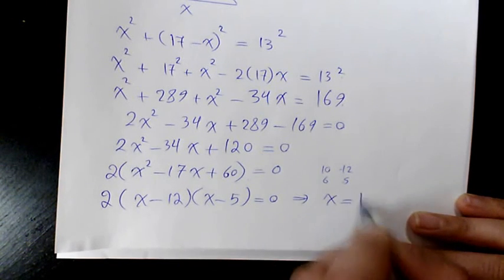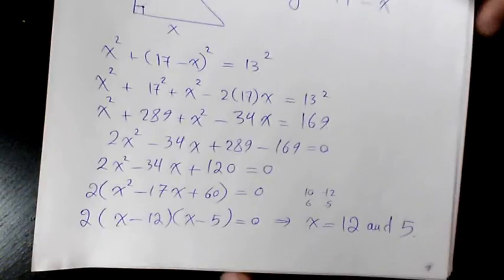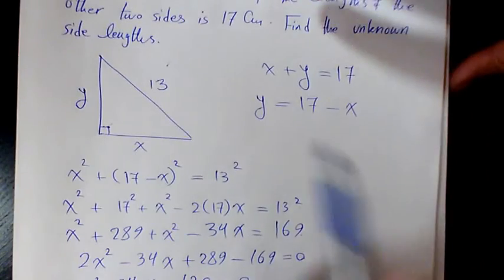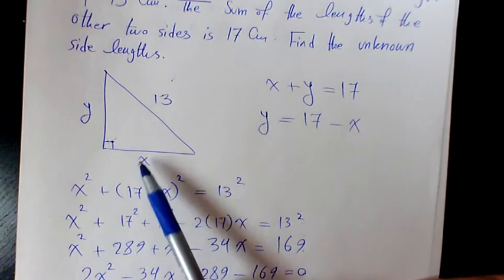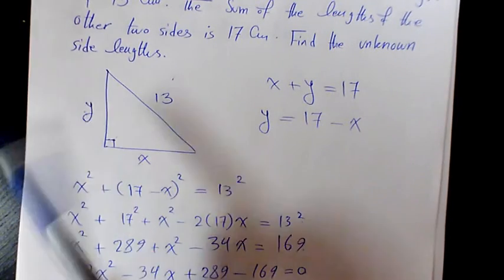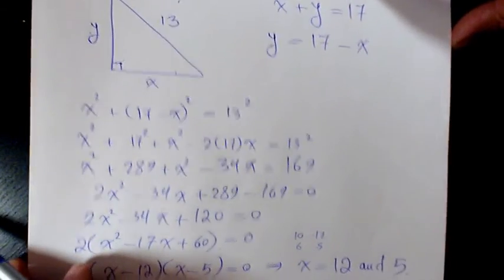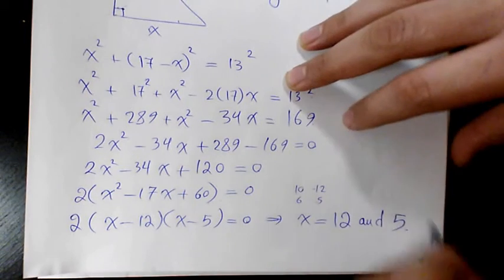Therefore, we have two numbers, 12 and 5. So basically that matches in here because 12 plus 5 is going to be 17. X is 12 and the other one is 5, or 5 and 12, doesn't matter. So this is going to be the final answer. You're going to write down at the end that the unknown side lengths are 5 and 12 centimeters. Don't forget to write the unit at the end.